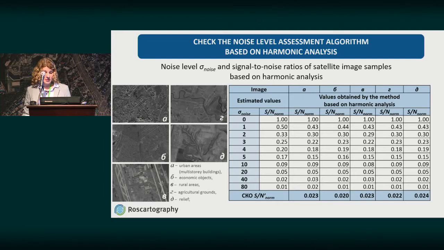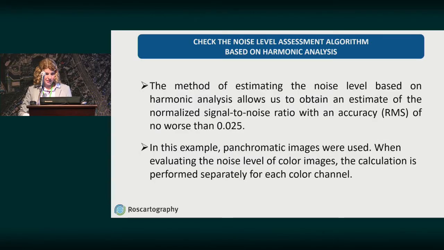and the underlying surface does not affect the signal. So the normalized signal to noise ratio is no worse than 0.025, and the result applies to all types of underlying surface. These are some preliminary findings. I mentioned one of those.